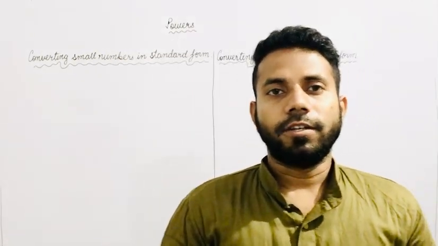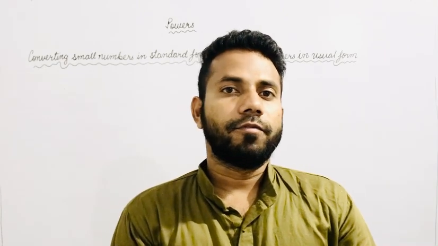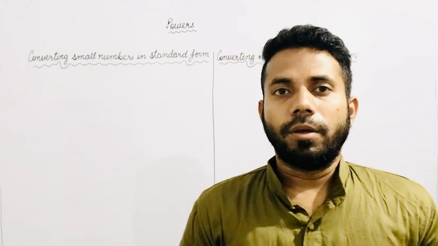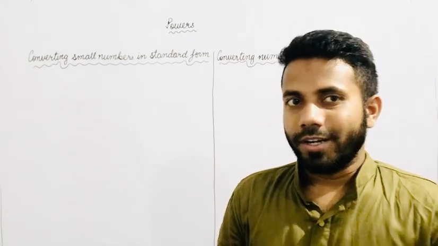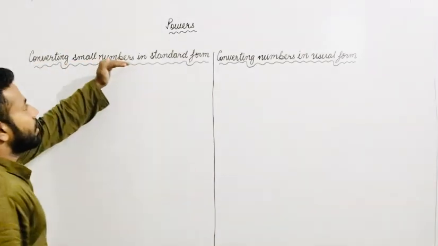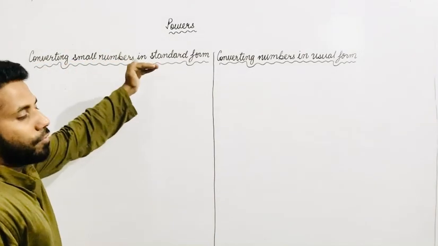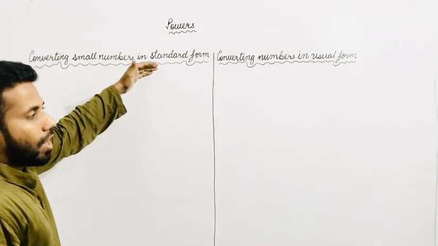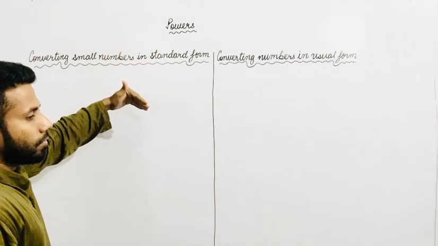Hello students, today we are going to study how to convert small numbers into standard form and how to convert numbers into usual form. So let us study it through examples. What does converting a small number into standard form mean? You have to write it in exponent form.